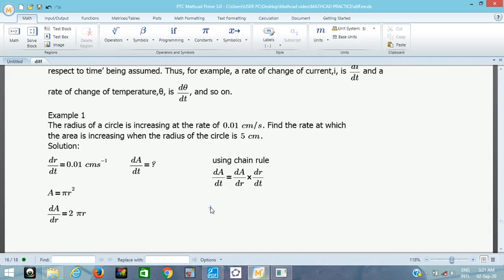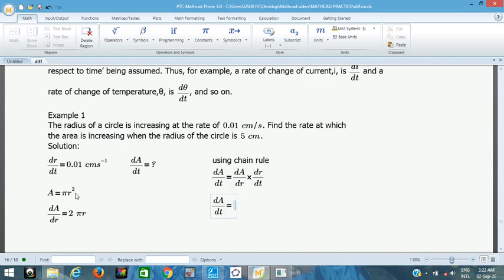So the final answer to this question now is dA/dt equals dA/dr times dr/dt. So this is what chain rule is trying to tell us to do, and with the knowledge of chain rule, you can solve so many examples in rate of change. You will have no problem. So what do we have? dA/dr, we have already done it by differentiating the area of a circle, which is 2 pi r. That is 2 pi r, then multiplied by dr/dt, which is 0.01. You can see there, 0.01.